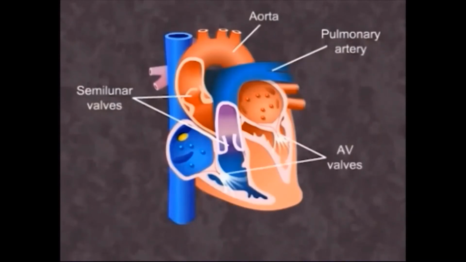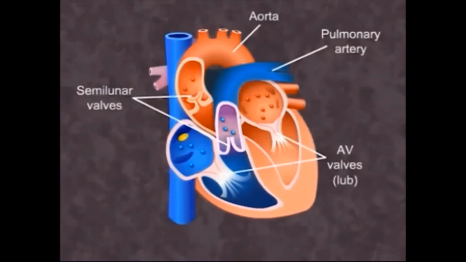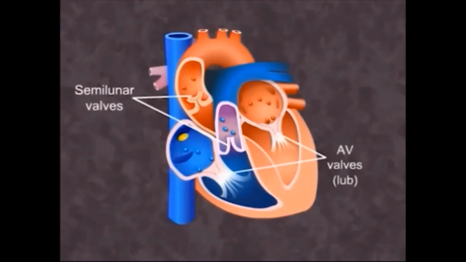The closing of atrioventricular valves results in the production of the first heart sound, LUP. Now observe the ventricles. They are entering into a relaxed state. During diastole, ventricles relax and ventricular pressure decreases. Decrease in ventricular pressure causes the closure of semilunar valves. When semilunar valves close, they produce the second heart sound, DUP.